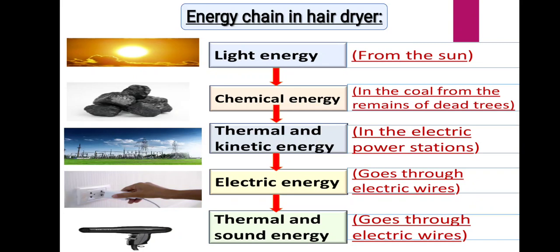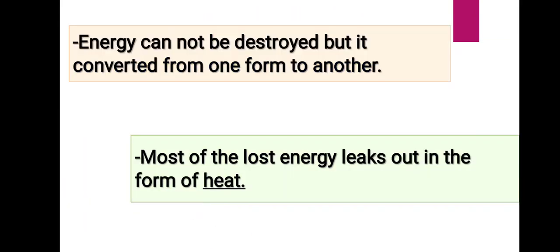The chemical energy is not destroyed, but it changes into thermal energy. So the energy isn't destroyed, but it changes into another form. So again, the energy cannot be destroyed, but it can change from one form to another form.